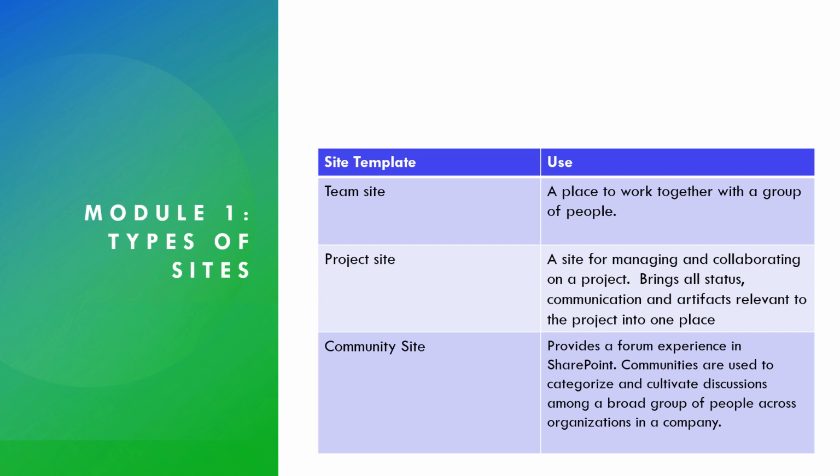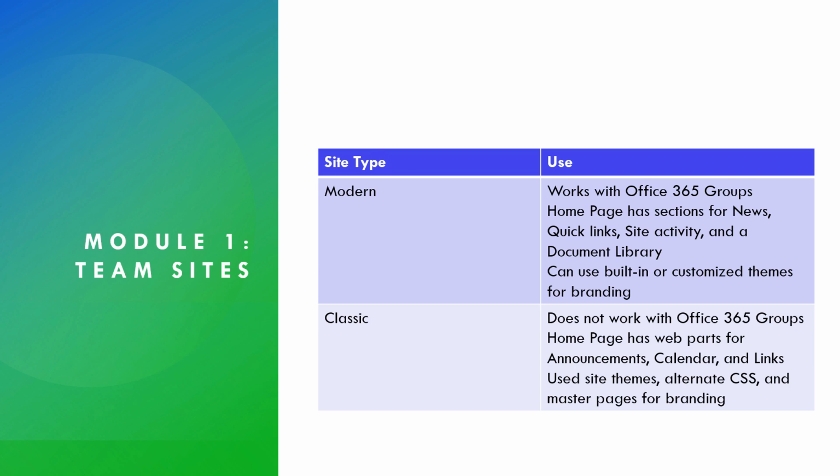You can categorize and cultivate discussions among a broad group of people across organizations in a company by using a community site. Now, when it comes to team sites, when you're creating the team site, there are 2 different types that you can create: a modern type and a classic type. So the difference between the 2 really is modern. You can work with Office 365 groups.